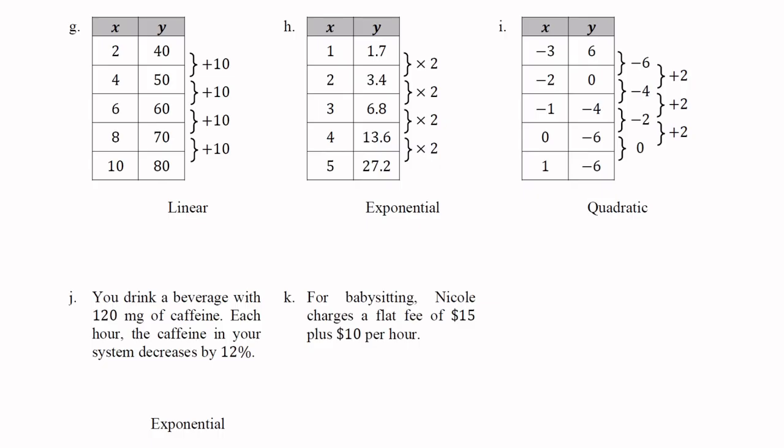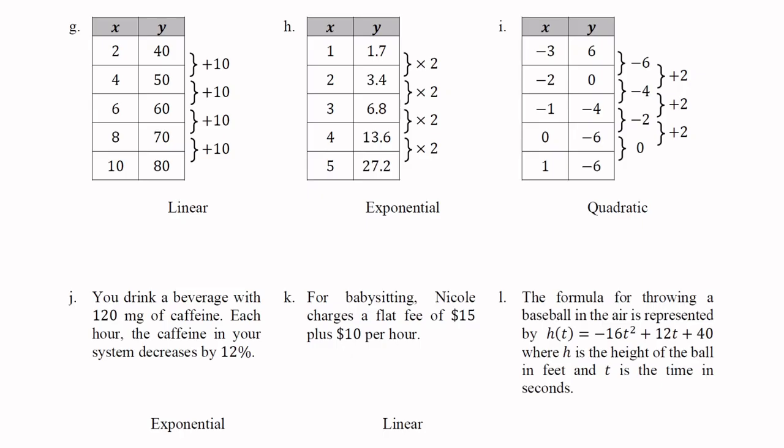For babysitting, Nicole charges a flat fee of $15 plus $10 per hour. So an initial amount of $15 plus $10 for every hour, which is the constant amount, so that makes it linear. And then the formula for throwing a baseball in the air is represented by this function. Well, we can just look at the function here, and we know that the shape of a ball being thrown in the air is a parabola, so this is quadratic.